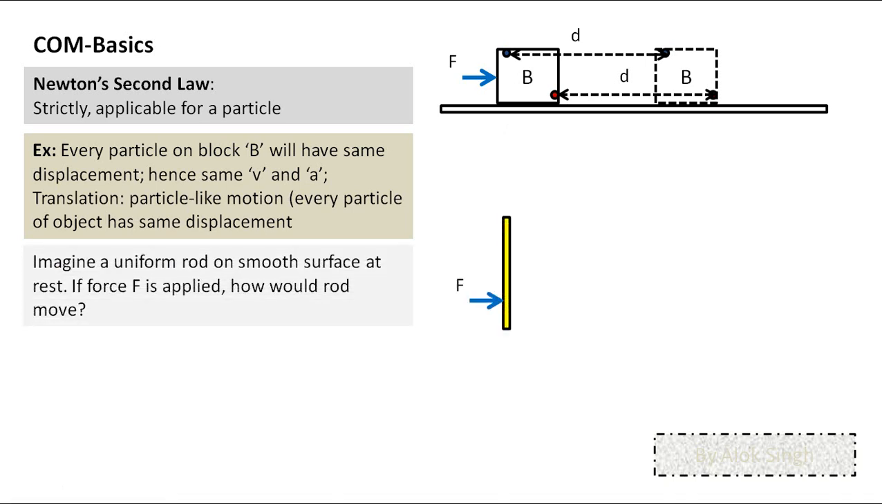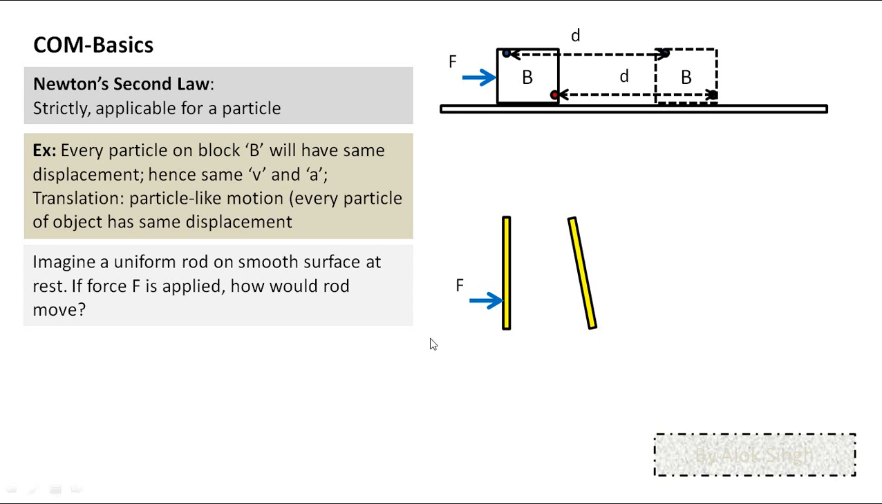But let's take another example. In this case, we imagine a uniform rod placed on a smooth surface at rest. Either you can imagine it placed on the smooth surface, or you can imagine this rod placed in space, and a force F is applied here. After we apply this force, what kind of motion would the rod have? Try and visualize the motion of the rod. If you look at a point a little later, this is how the rod may appear.